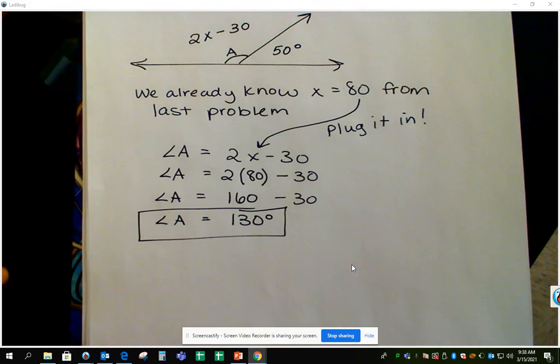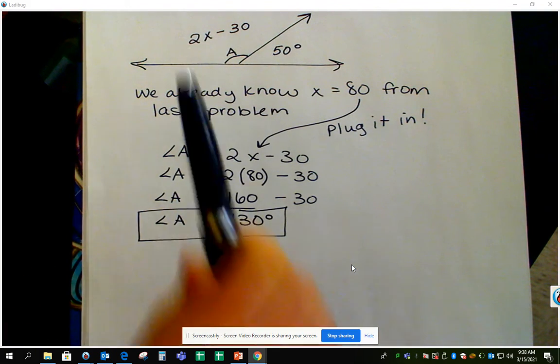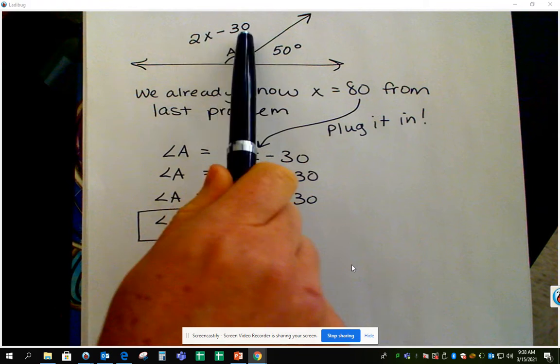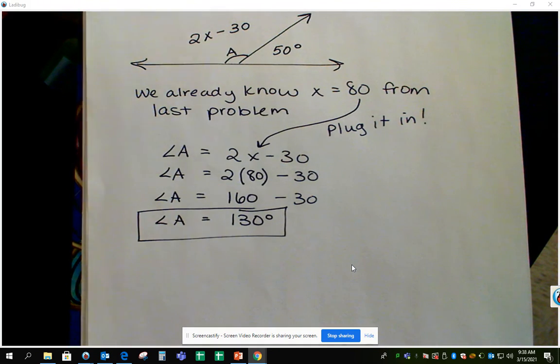Okay, so just make sure you read your directions carefully. Sometimes they'll ask for x, and sometimes it might be a little more complicated asking for the full angle.